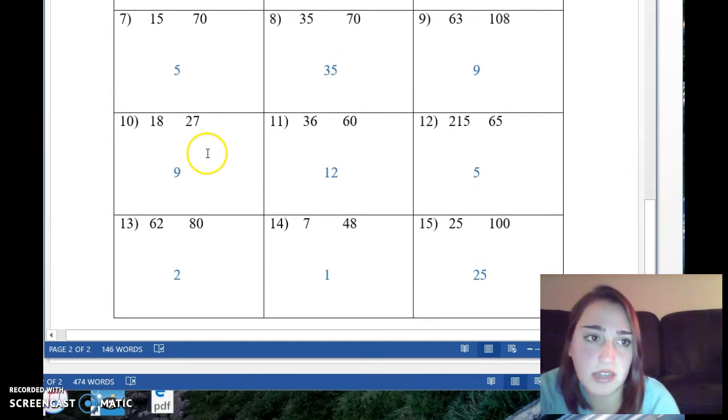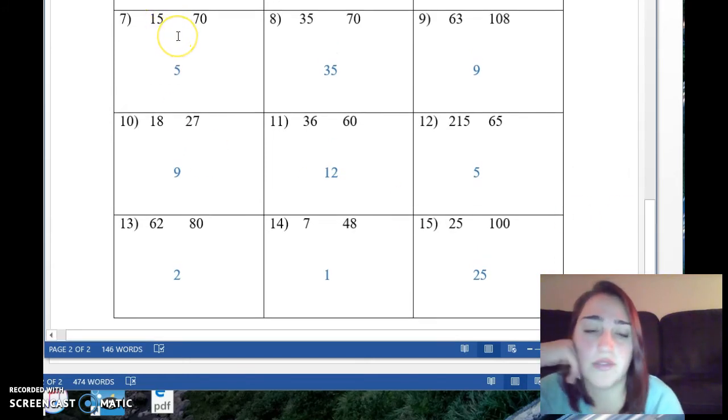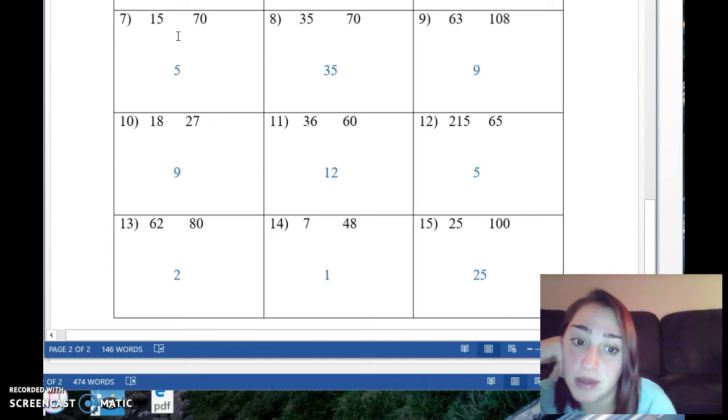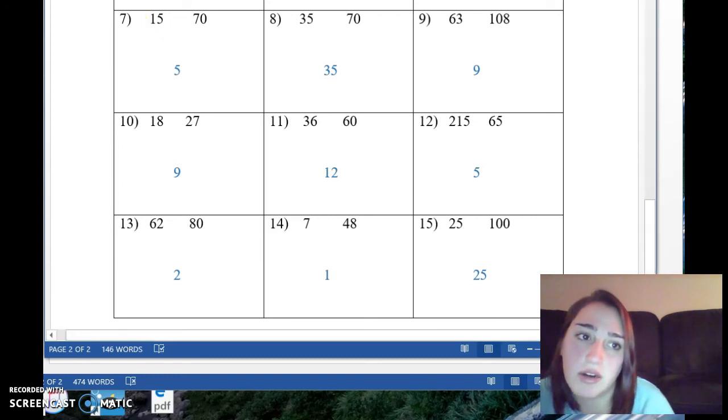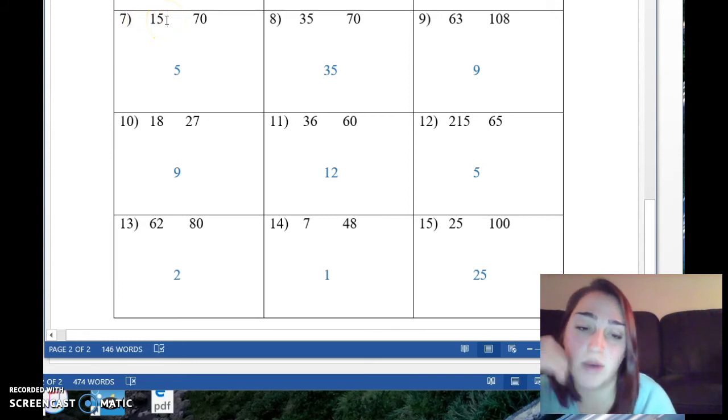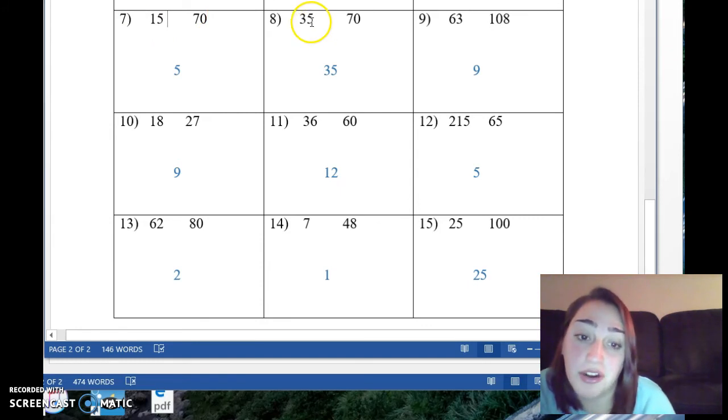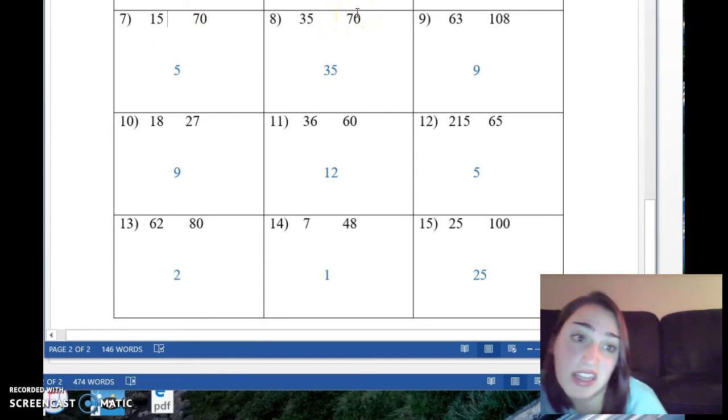Here's the rest of the page. So 7, the largest factor for both of these is going to be 5. So 70 doesn't have that many factors. It's 1 and 70, 2 and 35, and 7 and 10. Only one that shares, oh, and then 5 and 14. Wow, more than I thought. Only one that shares it with 15 besides 1 is the 5. Okay. 8. 35 times 2 is 70. So that's it. You're done. You got that 35. Okay.